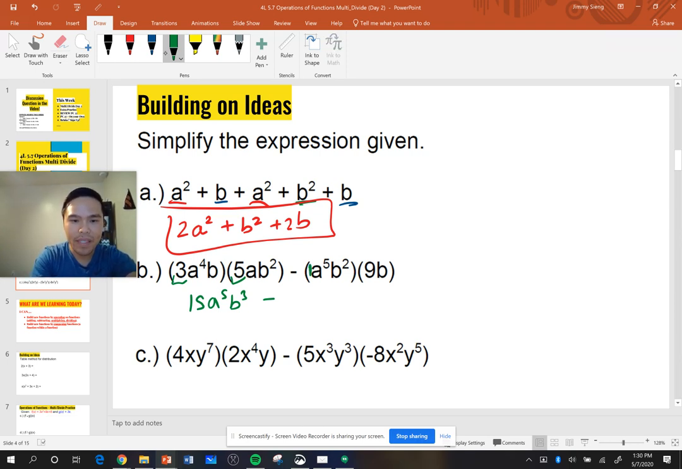So 1 times 9 should just give me 9. And then I don't have any other a to the a's, so I'm just going to say a to the 5th times b to the 3rd. Notice how those two now are the same type.